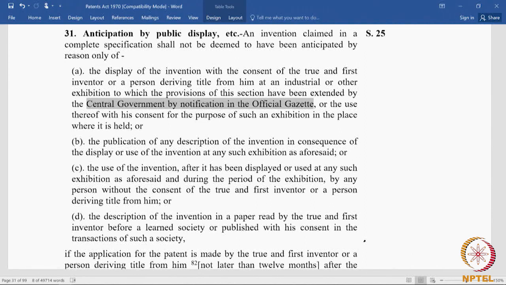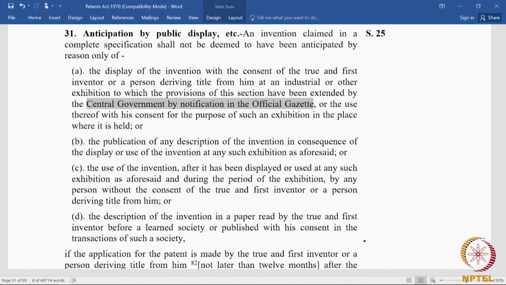So if you are an inventor who wants to go and display your invention, the first thing you will see is whether it is a notified event. If it is not a notified event, you will not get the benefit of this provision. Okay. Display is covered and use is also covered.